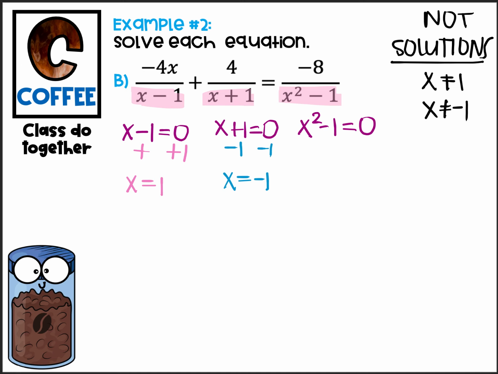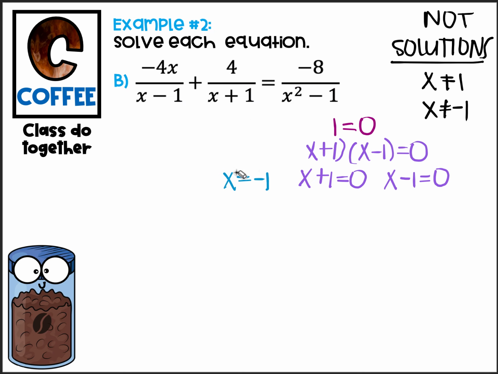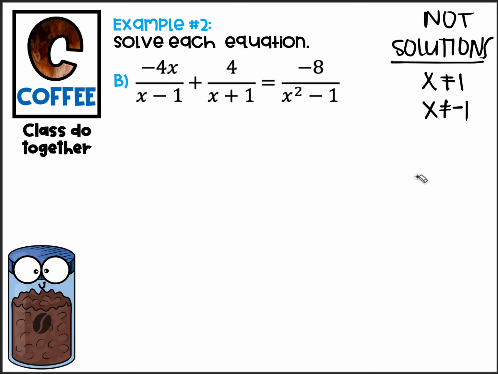And finally, on the last one, I'll use the zero factor property. I will factor this one out as x plus 1 and x minus 1 equals 0. And after setting each one equal to 0 and solving for x, I get the same not solutions as the other two. X cannot be 1 and x cannot be negative 1. Okay, now that I have my not solutions, let's focus on following those 3 steps.